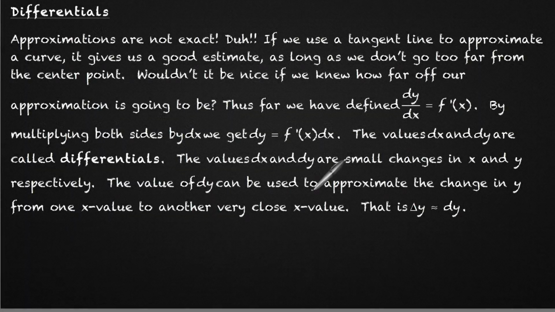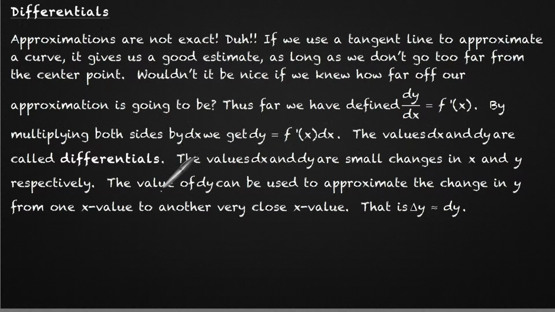Okay, next we're going to talk a little bit about something called a differential. All right, a differential. Let's talk about it. We know that approximations are not exact. Duh, that's the idea of an approximation. All right, so the idea behind a differential is this. Let's say we call dy/dx f prime of x, which is basically dy/dx, another way of writing f prime. So if we multiply both sides by dx, we get something called dy, which is a differential. dy is equal to f prime of x times dx. And the values of dx and dy are called differentials. These are very, very small changes in x and y respectively.